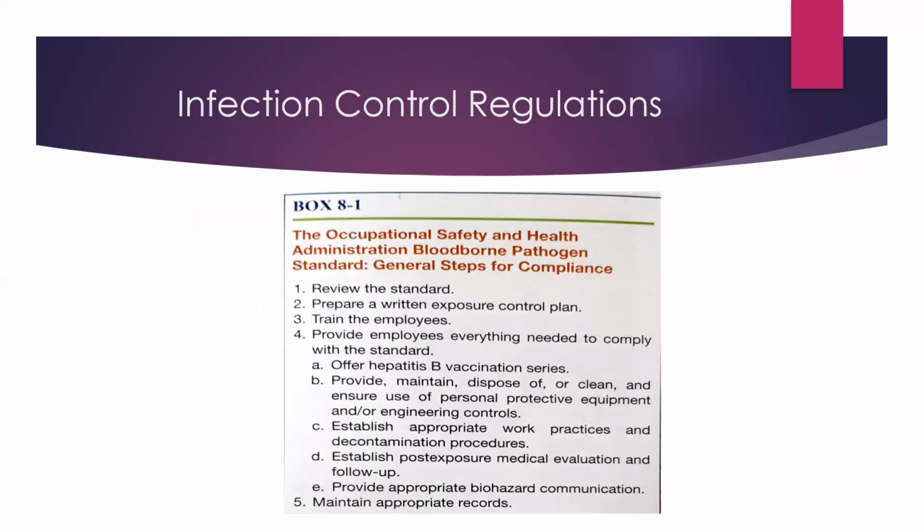Okay, there's a box in the same textbook, box 8-1. It talks about the OSHA bloodborne pathogen standard, the general steps for compliance. You have to review the standard, prepare a written exposure control plan, train your employees, provide employees everything needed to comply with the standard, offer the Hep B vaccine in a series, provide, maintain, dispose of, or even clean, and ensure use of the PPE and/or engineering controls, establish appropriate work practices and decontamination procedures.